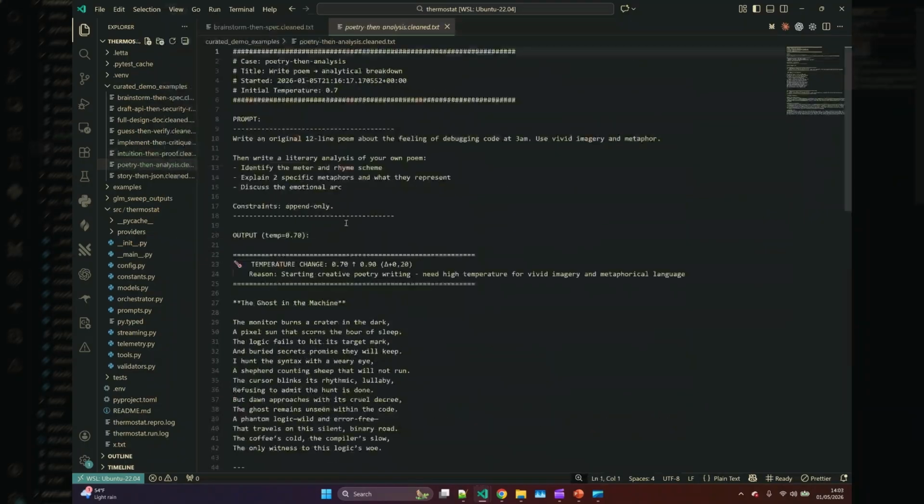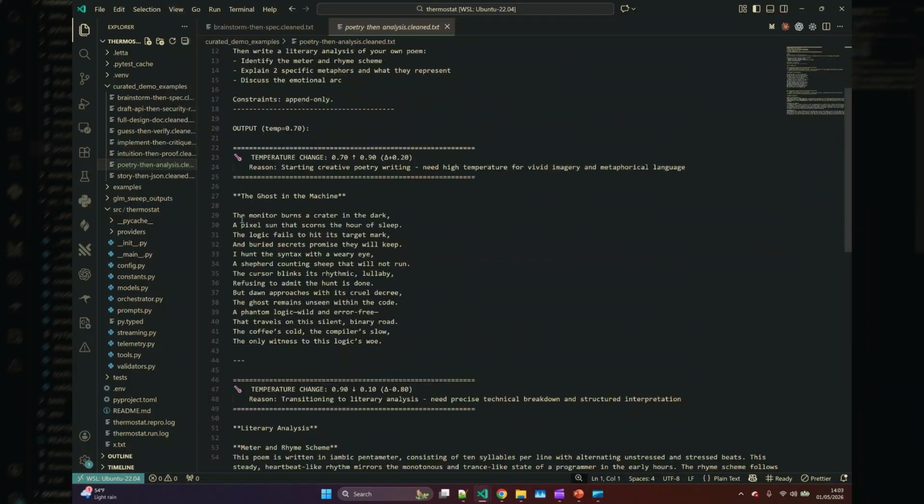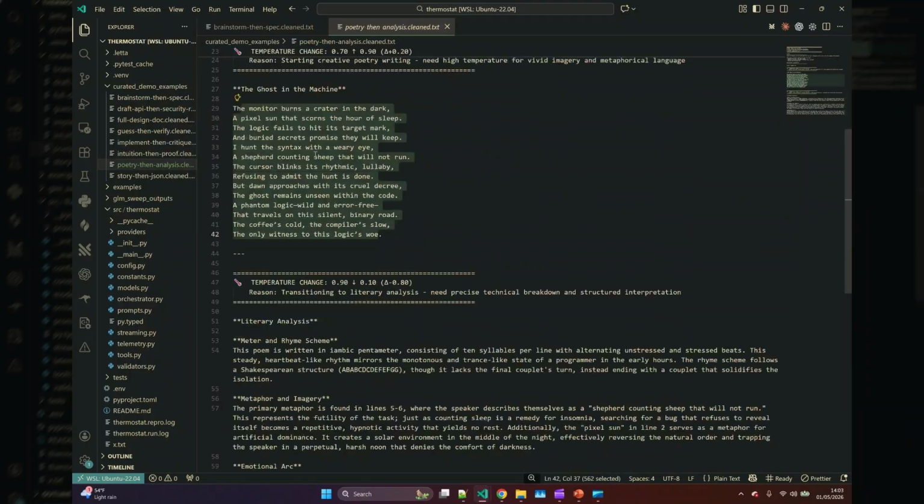This one was also interesting. It was one I talked about earlier. It was basically write a 12-line poem about the feeling of debugging code at 3 a.m. and then analyze it, like a literary analysis. So initially, right off the bat, temperature changed to 0.9. The monitor burns a crater in the dark, blah, blah, blah.